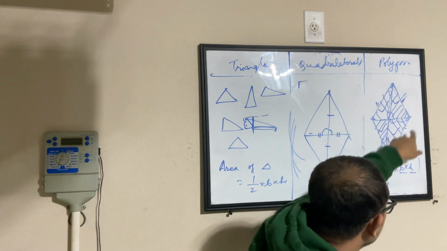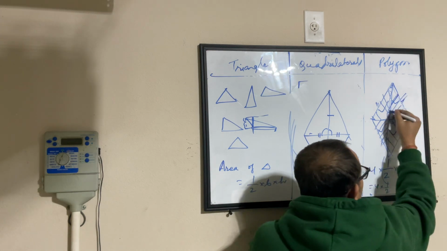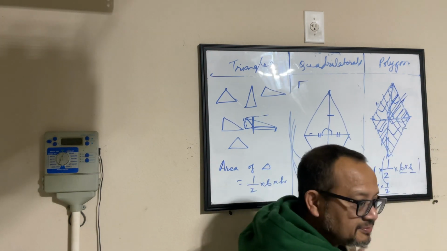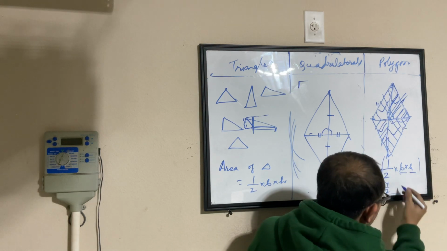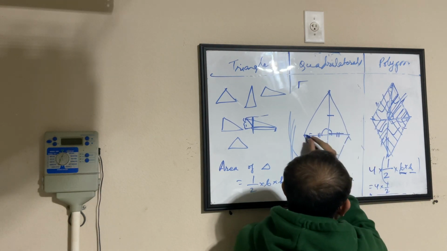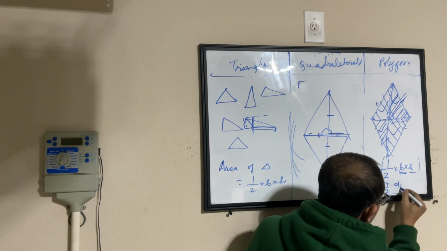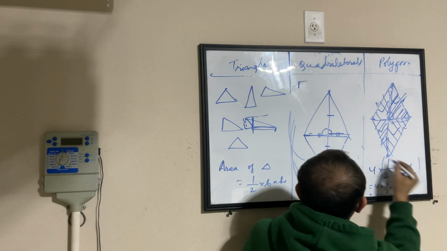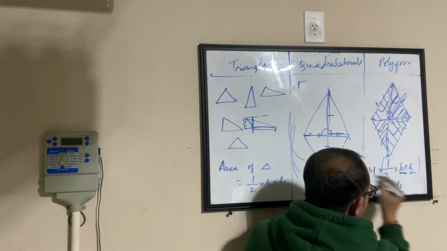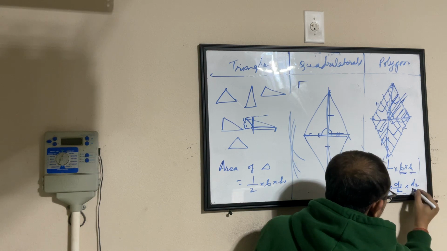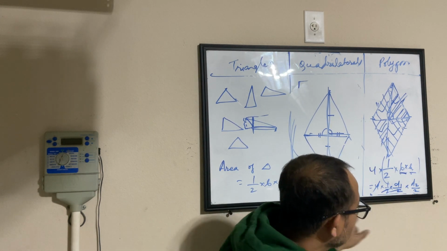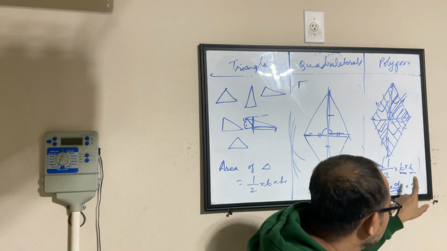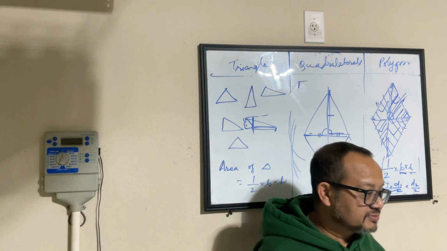So the area of this rhombus is 4 times the area of one of the right angle triangles. And the area of this triangle is half into base into height. Again, the base is this, which is half of diagonal 1, and the height is this, which is half of diagonal 2. So that is how Ritika was saying that the area of the rhombus is diagonal 1 multiplied by diagonal 2 divided by 2.